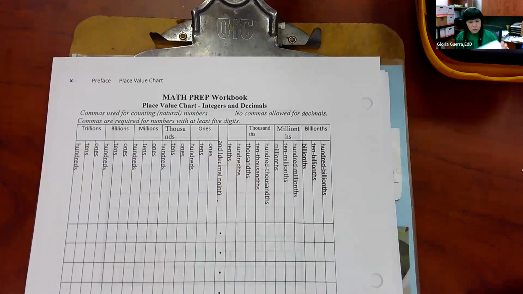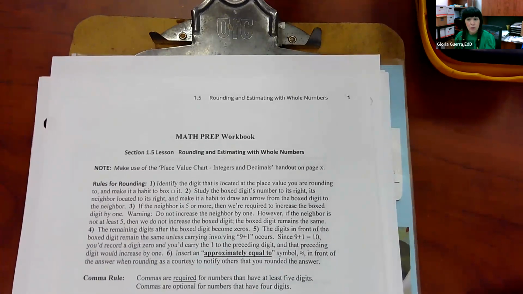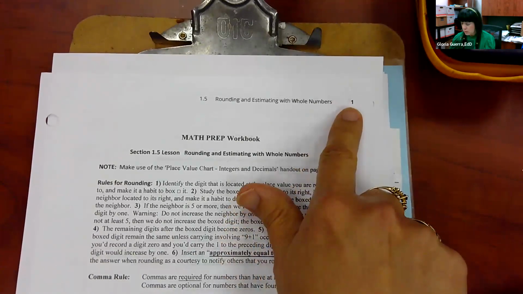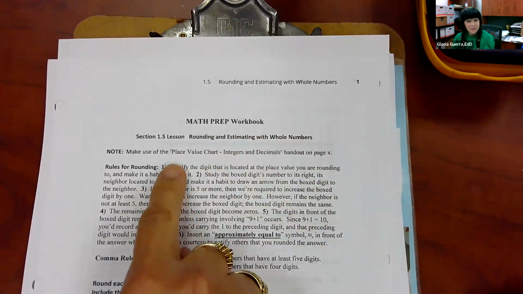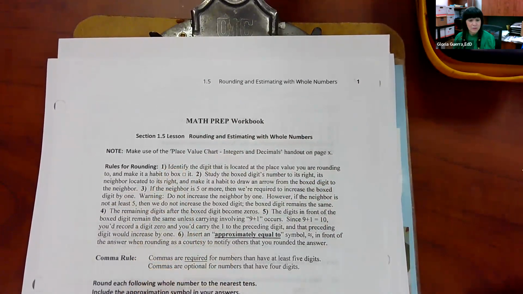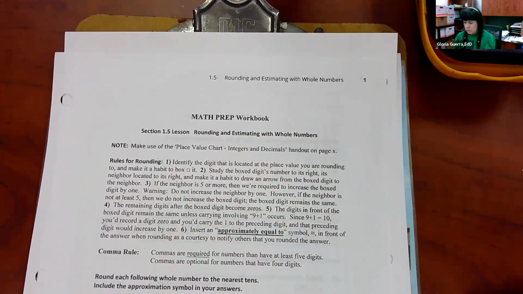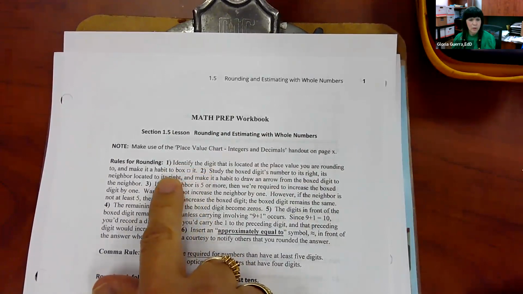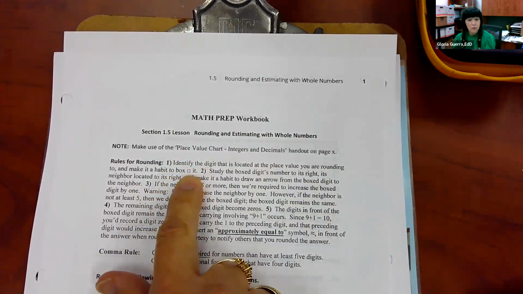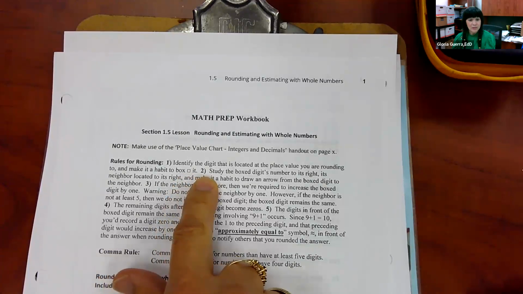You can also have this sheet out. This is page one of your co-rec workbook for 1.5. You see, it's got the steps here about how to round. You always want to identify the digit, the location of the place value that you're rounding to, and make it a habit to box it. I always box it. And then you want to study its neighbor.